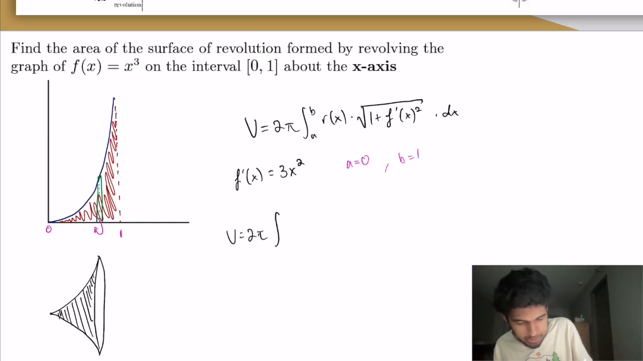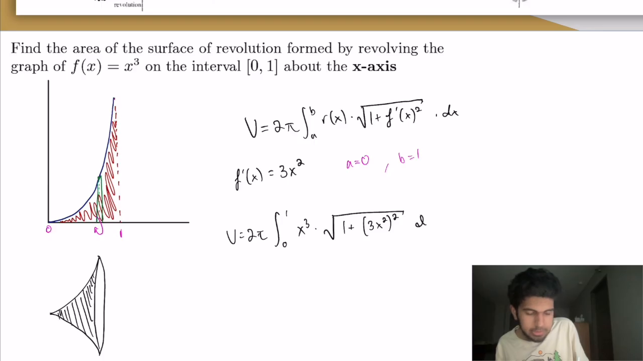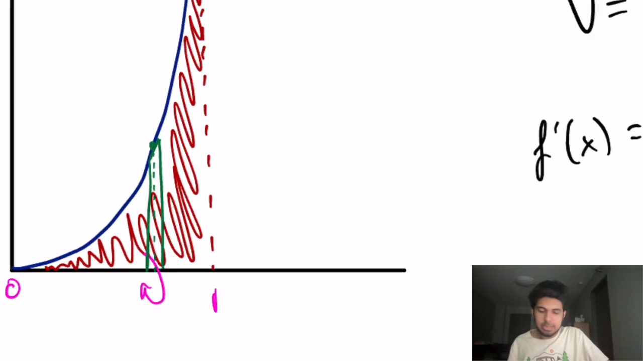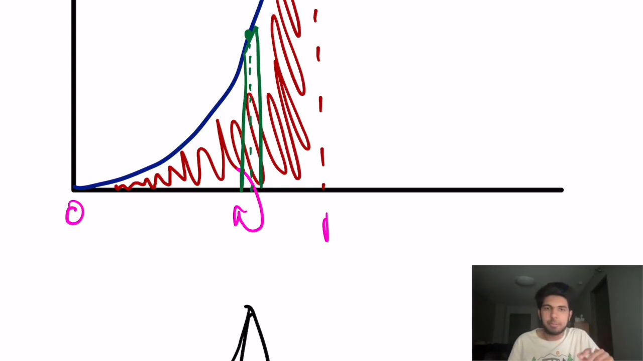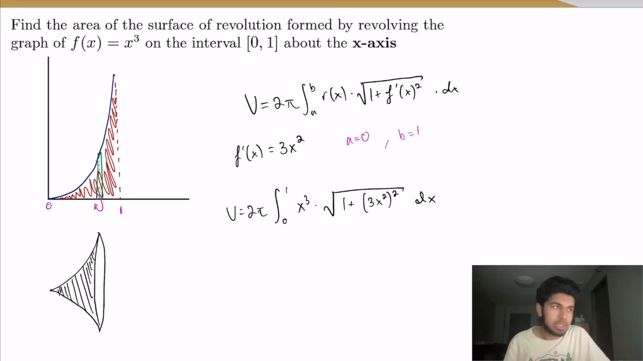V equals 2 pi integral from 0 to 1. R of x, we just said, is whatever it is on the function, so it's x cubed, times square root of 1 plus 3x squared, squared, dx, right? So maybe this is a little bit confusing that the radius is in the middle of them, but remember our width is so small that for that value of x, we can just take the function value, and that's going to give us the radius there. And this all comes from that lateral surface area of a frustum, 2 pi r times that tiny width. And now it's just about solving this integral here.